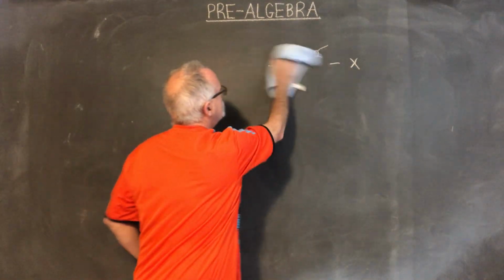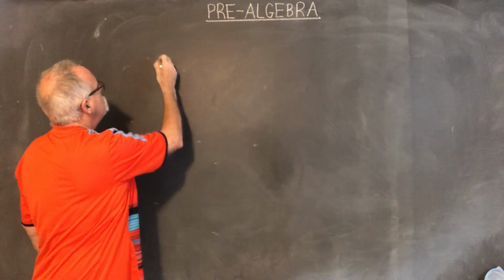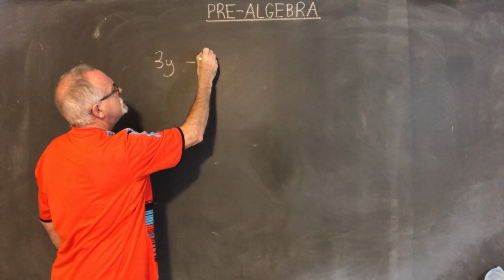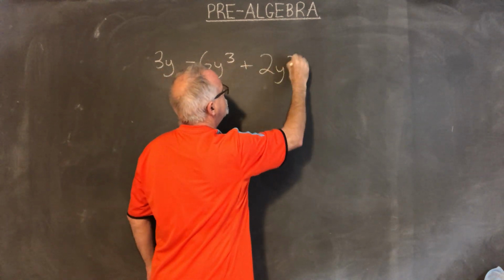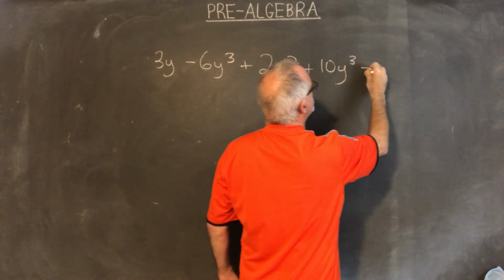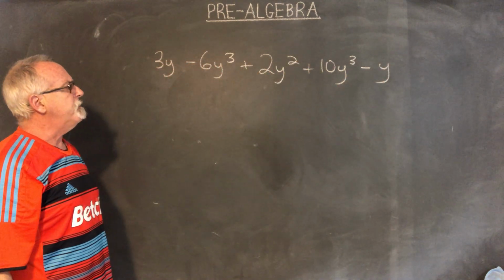I'll switch to a different variable. Let's use y. I haven't used y very much. How about 3y minus 6y cubed plus 2y squared plus 10y cubed minus y. Whew. Apples, oranges, and some other fruit.